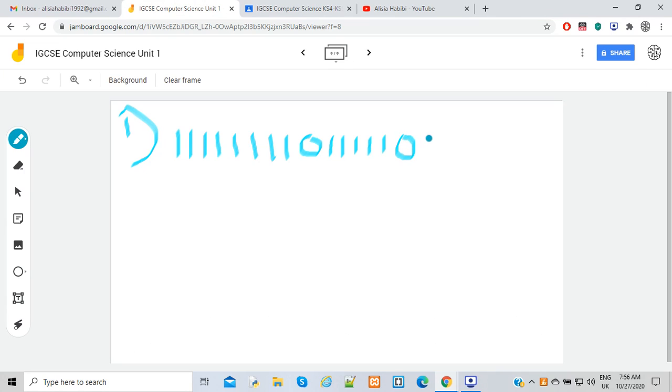So we're trying to convert this binary number, again, remember, into hexadecimal. So binary, I'm going to write it completely this time, into hexadecimal.